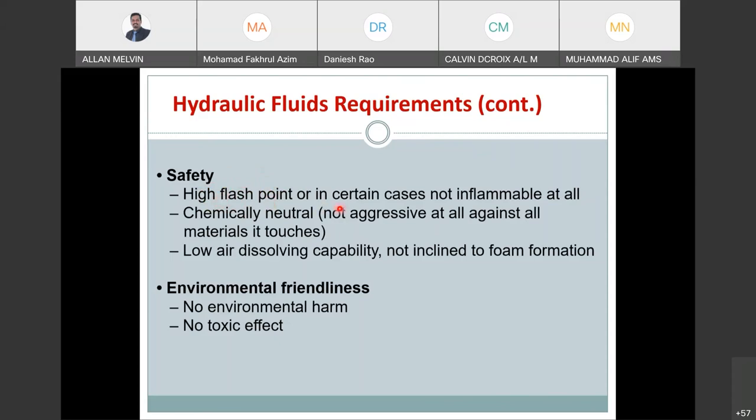So having a higher flash point is a must. It's crucial. And in certain cases, you need to use an oil that is impossible to cause fire. Meaning, maybe instead of 120 degrees, 1000 degrees. So it's really difficult to achieve. That kind of thing maybe requires more money for you to buy, but it's worth investing, especially when your hydraulic system involves a lot of human life.